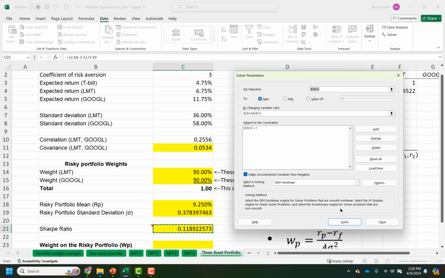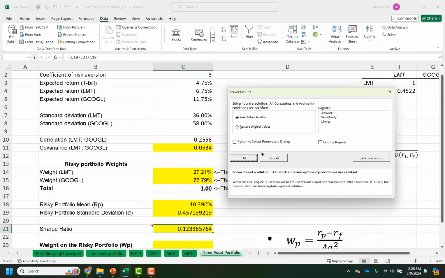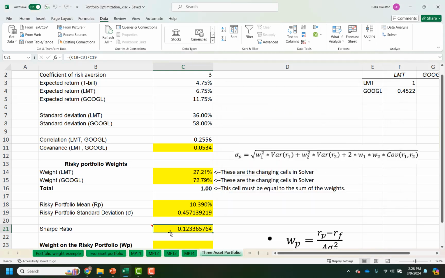So if I click Solve, Solver found a solution. All constraints satisfied, optimality conditions satisfied. So here we go. Our ideal Sharpe ratio is right here, 0.1234. The ideal weights for that Sharpe ratio are a little different than our equal weighting: 27% in Lockheed Martin and 73% in Google. So we have just completed the security selection step of modern portfolio theory.